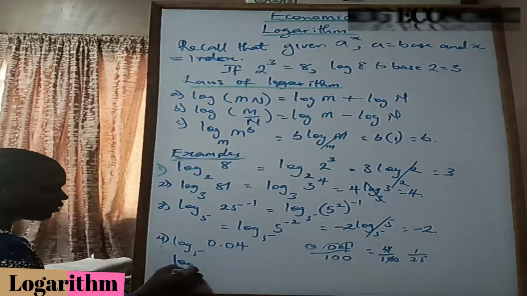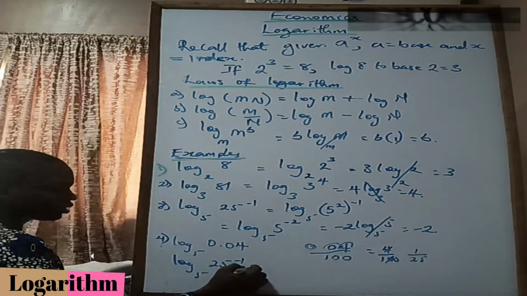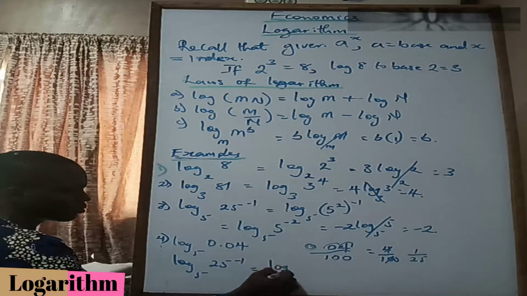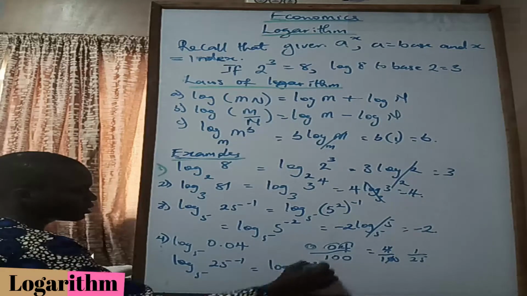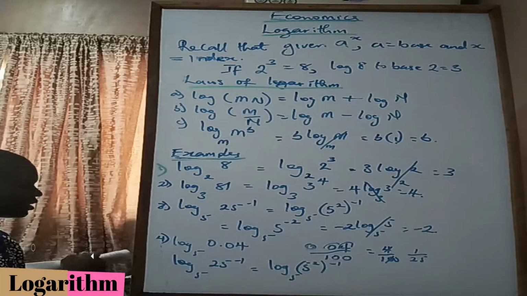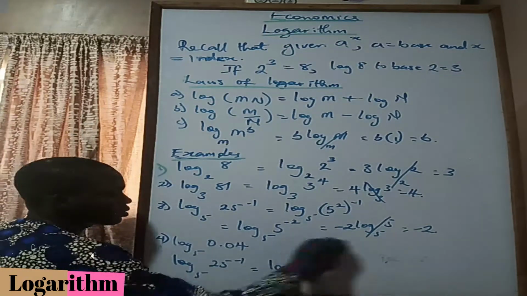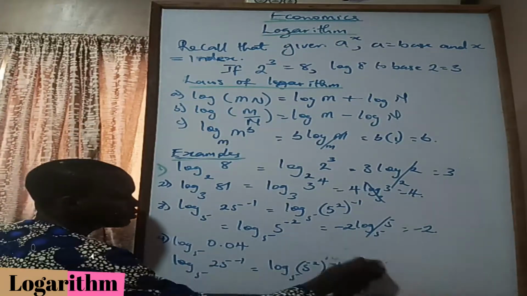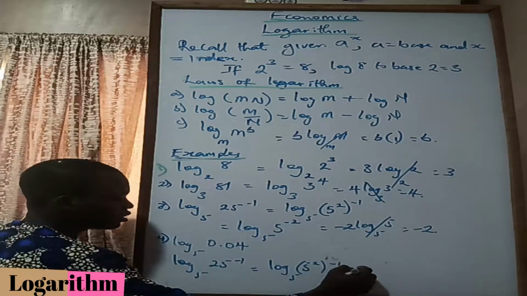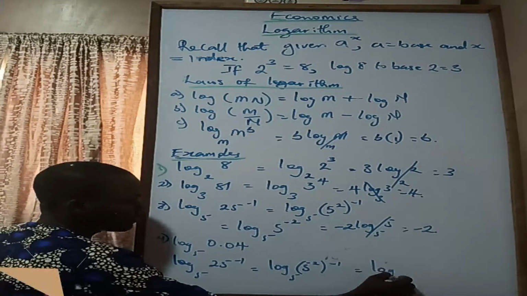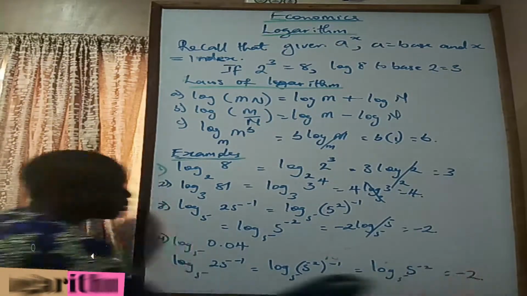This becomes log 5. This is 5 raised to power minus 1. So I continue, log 5, 25 is 5 squared, then raised to power minus 1. So I guess I can erase this. I only used this to get something. Alright, so when we proceed, we are going to have log 5 raised to power minus 2. So from here, I believe you know that the answer is going to be minus 2.